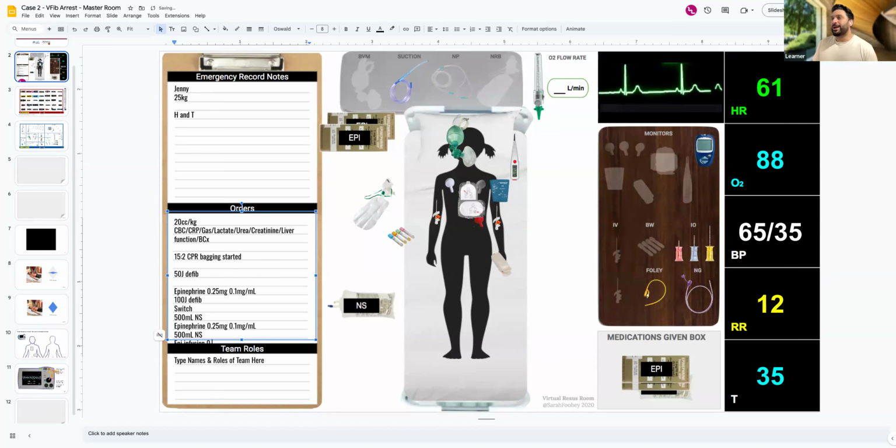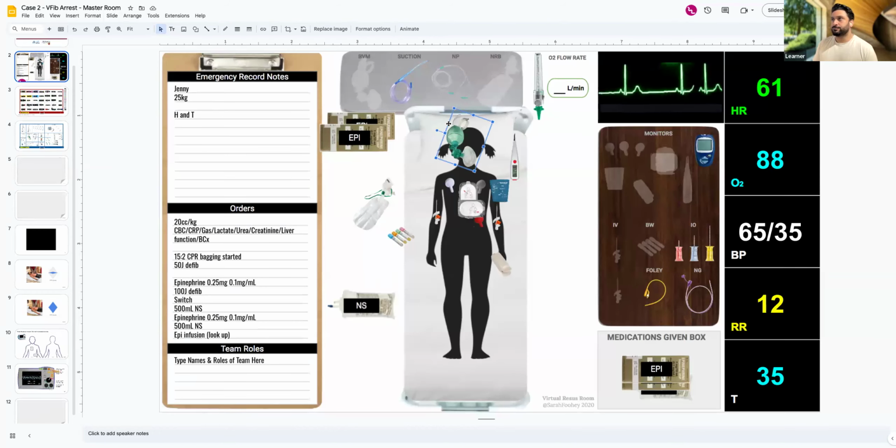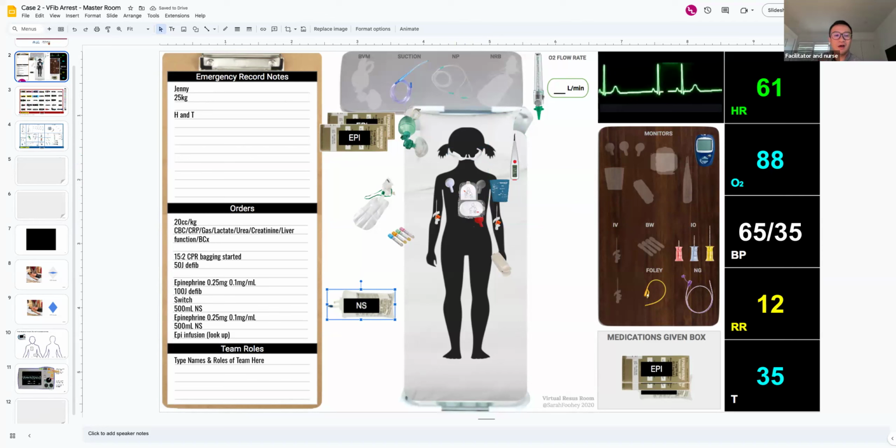Perfect. And also, can I get this patient started on some high flow? And if we could attach a Bair Hugger to warm the patient. Sure. All right, so ICU has now arrived. They will take over the care of this patient at this point. Perfect. All right.